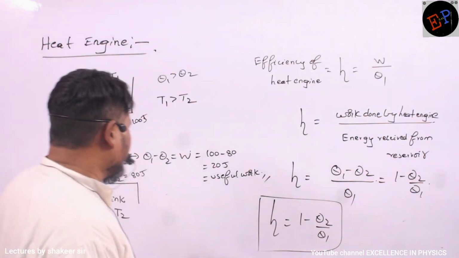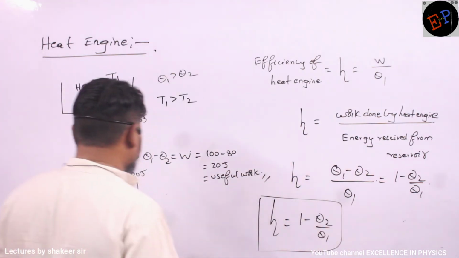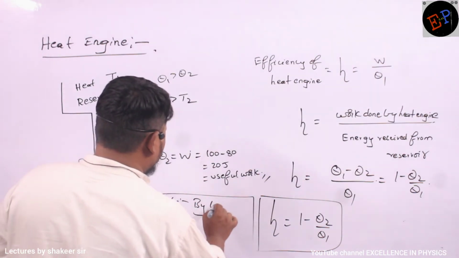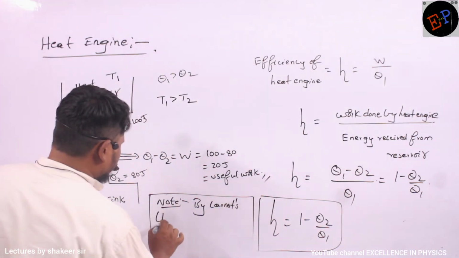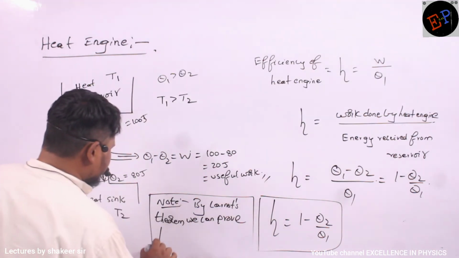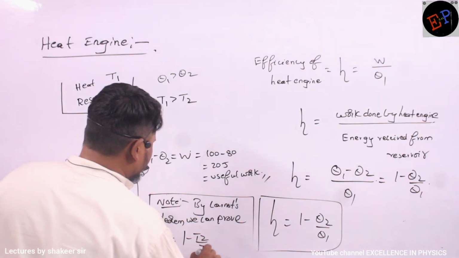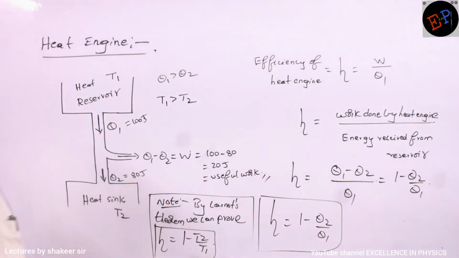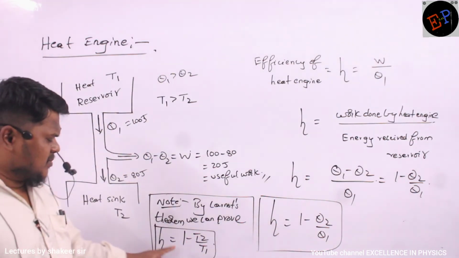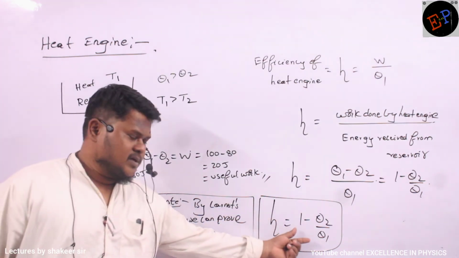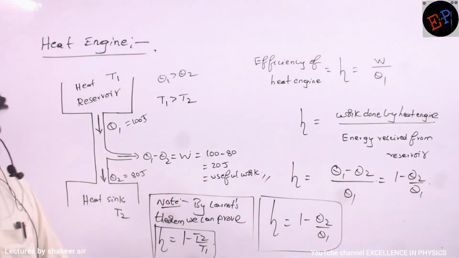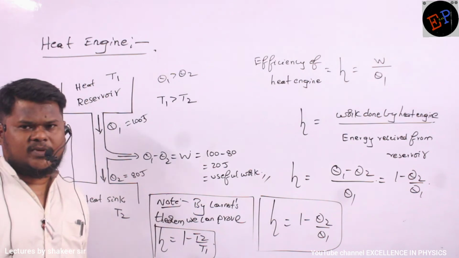Okay? So this is the equation to calculate the efficiency of a heat engine. And by Carnot's theorem, here I will make a note. Write the note point here. By Carnot's theorem, we can prove efficiency is nothing but 1 minus T2 divided by T1 also. This formula also we can use. So efficiency is 1 minus Q2 by Q1 is one formula. Efficiency is 1 minus T2 by T1 is another formula. Q1 is the heat energy received from the reservoir, and Q2 is the heat energy rejected to the sink. T1 is the temperature of the reservoir, T2 is the temperature of the sink.